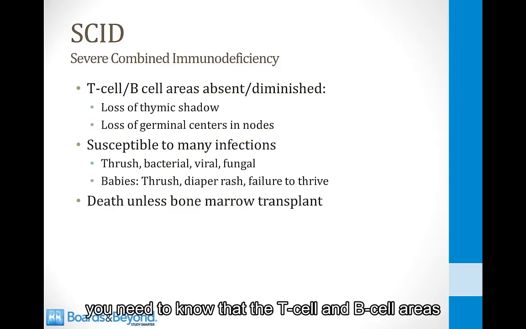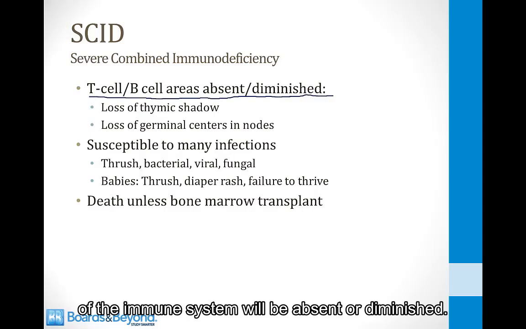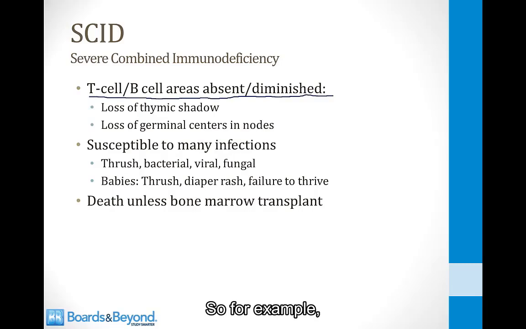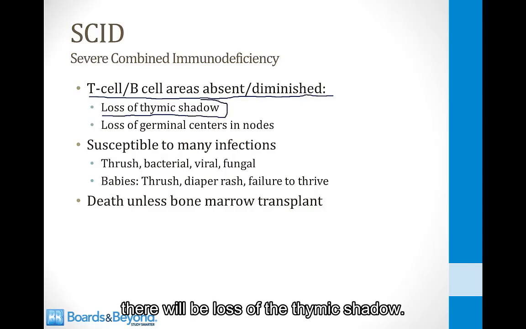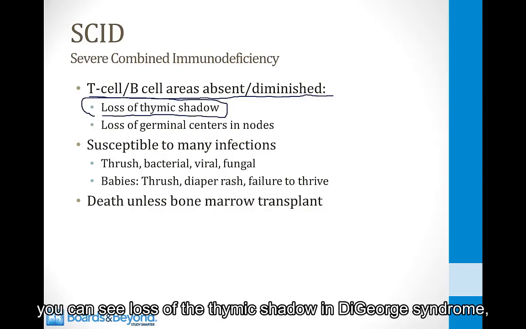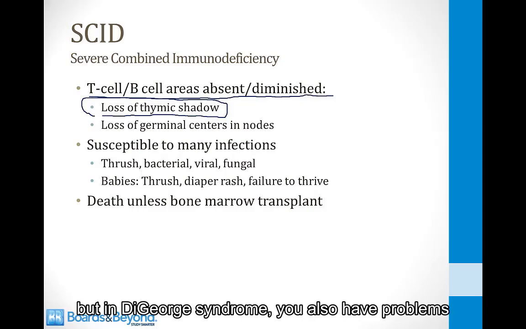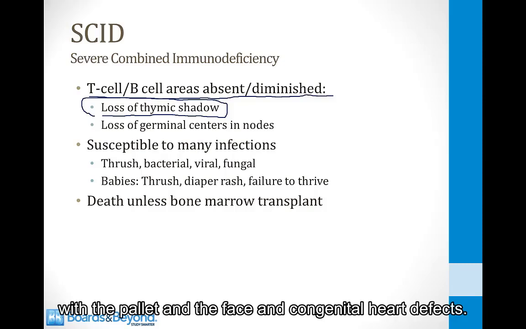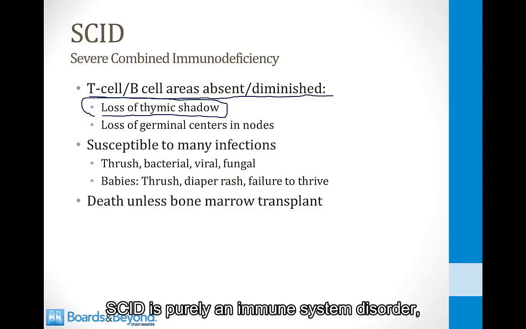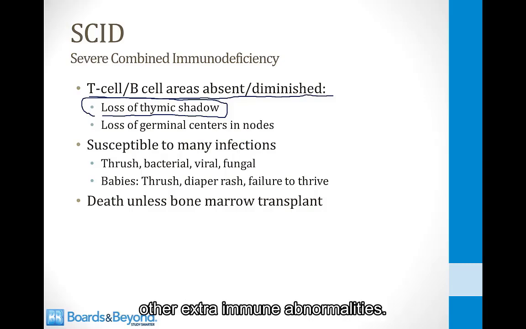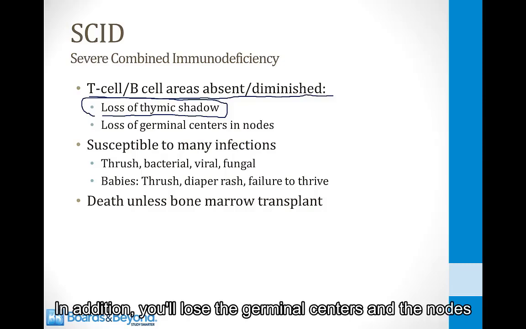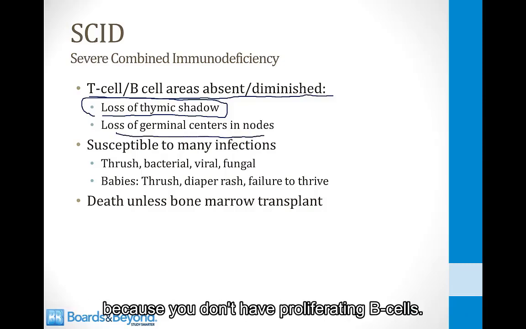For step 1, you need to know that the T cell and B cell areas of the immune system will be absent or diminished. So, for example, there will be loss of the thymic shadow. Now, I said before, you can see loss of the thymic shadow in DiGeorge syndrome, and that's true. But in DiGeorge syndrome, you also have problems with the palate and the face and congenital heart defects. SCID is purely an immune system disorder, and there aren't any of those other extra immune abnormalities. In addition, you'll lose the germinal centers and the nodes because you don't have proliferating B cells.